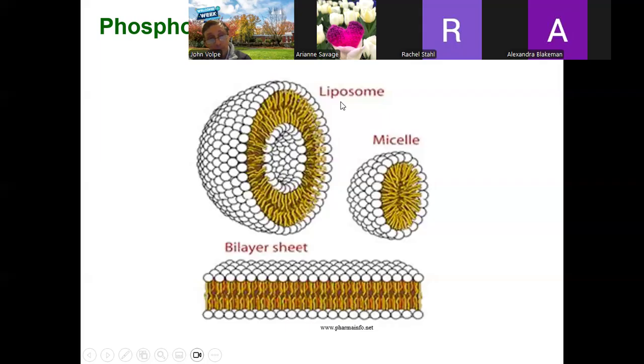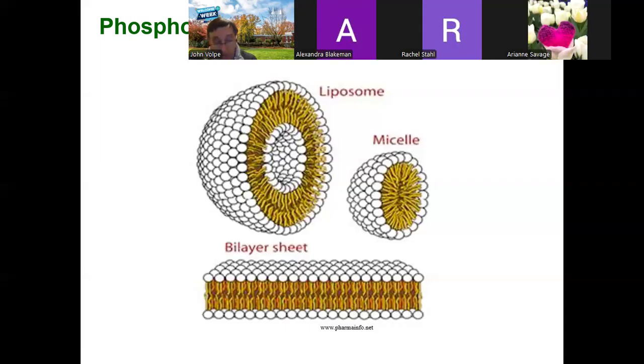What does this remind you of? This shape remind you of anything? A cell. Yeah, this reminds you of a cell, composed of phospholipid being the main molecule in the cell membrane. On the inside of the cell, we have the heads of the phospholipid bilayer facing the inside because the inside is mostly water. The inside of the cell is cytoplasm, which is mostly water. And then outside the cell, we have mostly water.